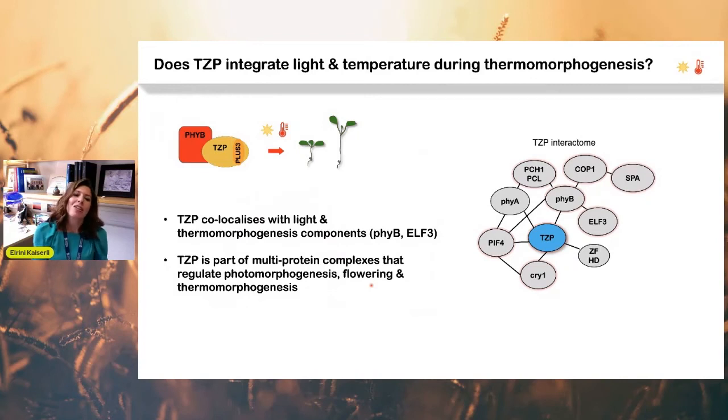Now, as I mentioned, there are a lot of light components that are shared for temperature sensing or temperature signaling, thermomorphogenesis. In the case of our protein of interest, TZP was directly interacting with PhyB, which is also a thermosensor, and other labs had shown that TZP is part of a multi-protein complex where a lot of these components have been shown to play major roles in thermomorphogenesis as well as light signaling.